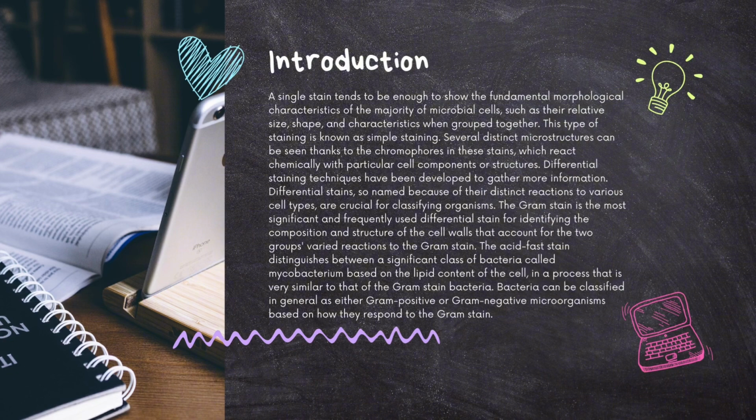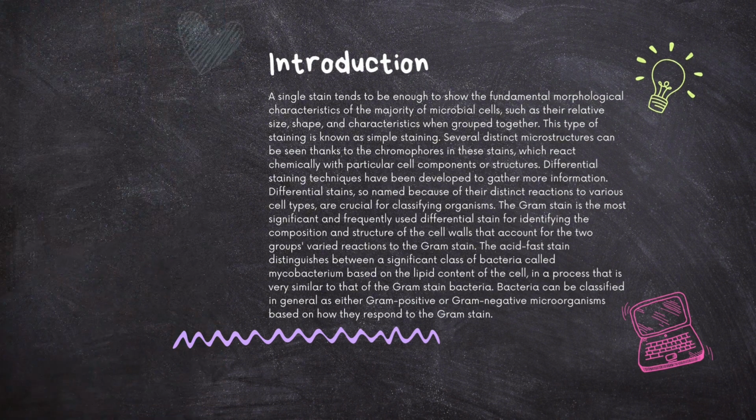Differential stains, so named because of their distinct reactions to various cell types, are crucial for classifying organisms. The Gram stain is the most significant and frequently used differential stain for identifying the composition and structure of the cell walls that account for the two groups' varied reactions to the Gram stain. The acid-fast stain distinguishes between a significant class of bacteria called Mycobacterium based on the lipid content of the cell, in a process that is very similar to that of the Gram stain bacteria. Bacteria can be classified in general as either Gram-positive or Gram-negative microorganisms based on how they respond to the Gram stain.